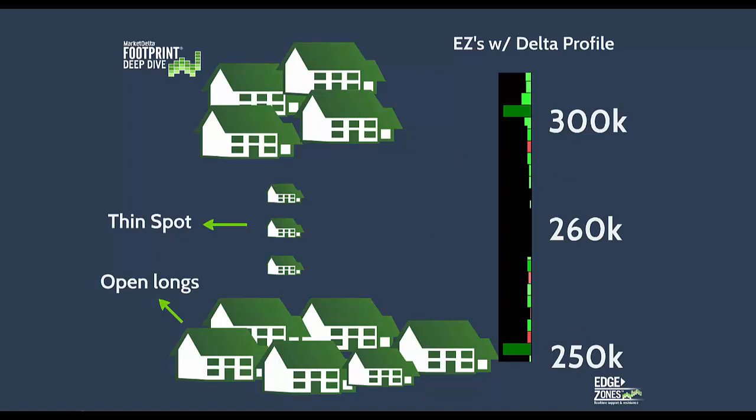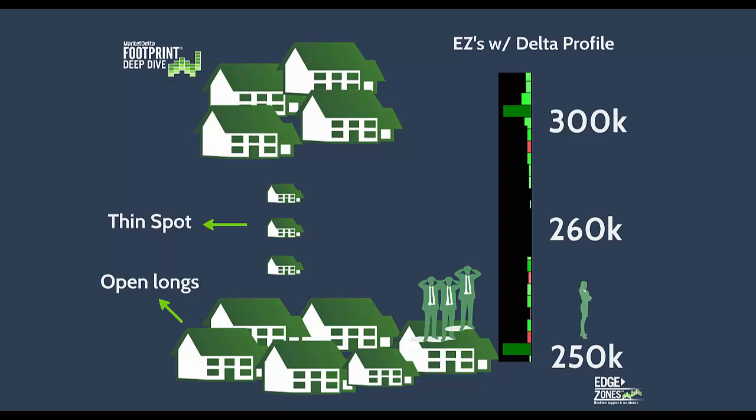But what happens when you see this and you see potentially an edge zone, which is a thin spot, with a little confluence with open longs or a delta profile that sticks out? What do you think happened when the market rallied from 250 to 300? Do you think you left some people behind that were mad they didn't buy it? They tried and they couldn't get it? You're damn well right they were.